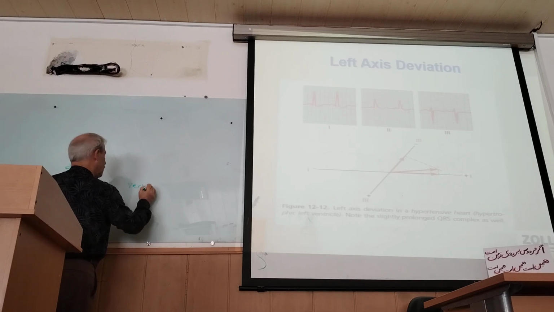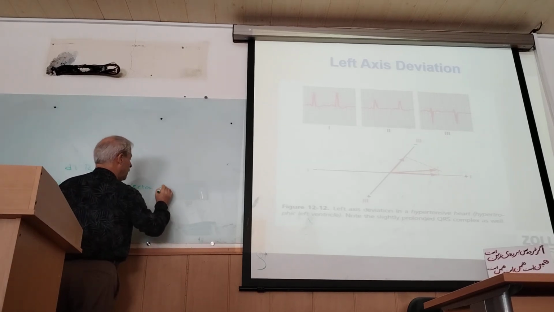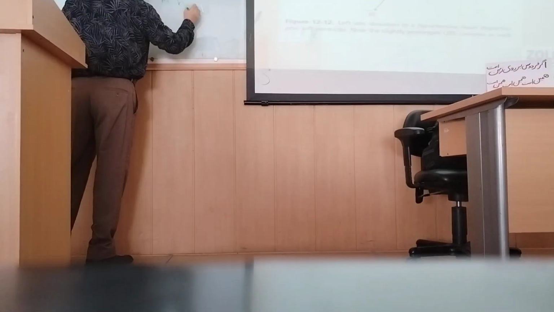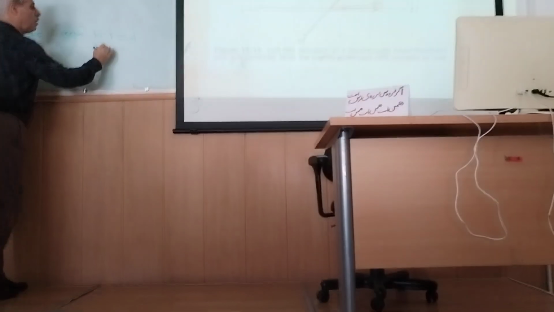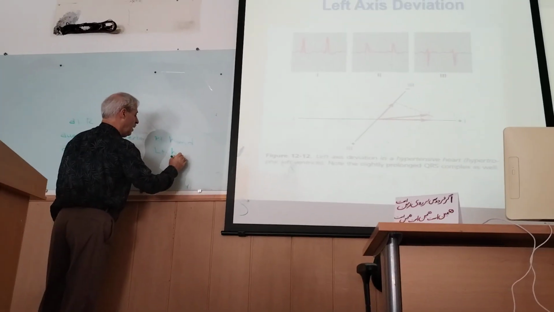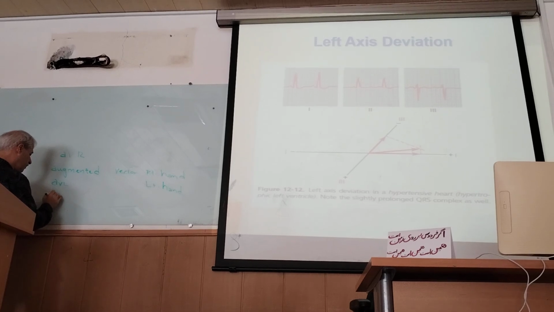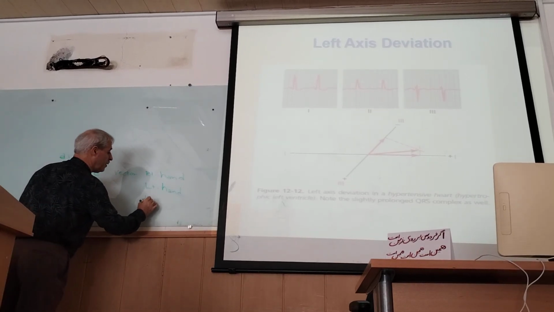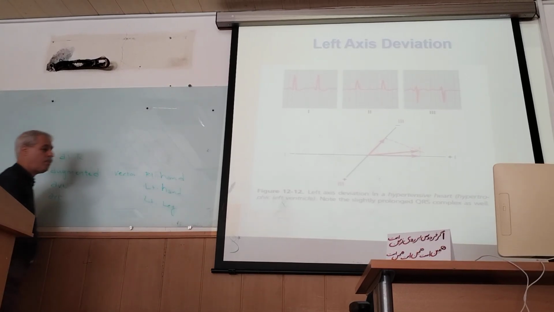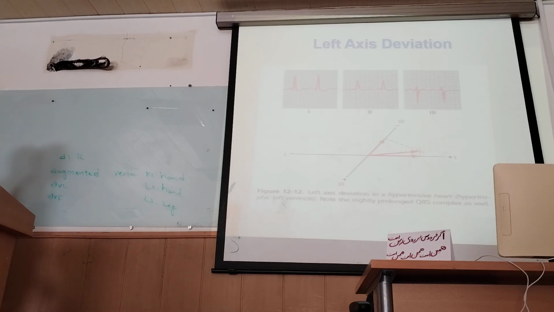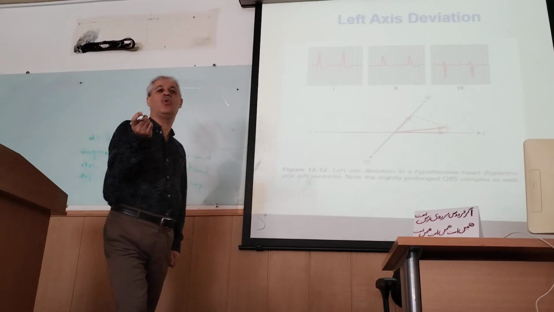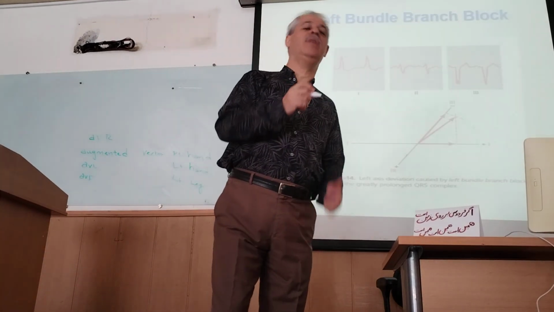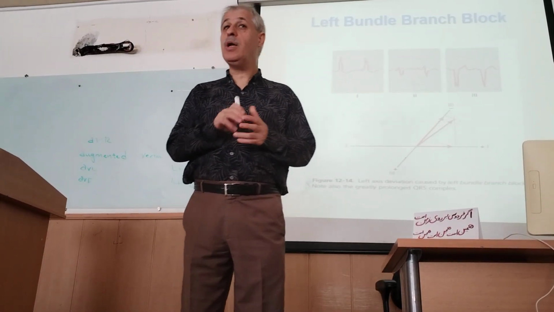AVR: augmented vector for right arm. AVL: augmented vector for left arm. And AVF: augmented vector for left foot. All are unipolar because we use just the positive pole on the right hand, left hand, and left leg. These are unipolar limb leads.